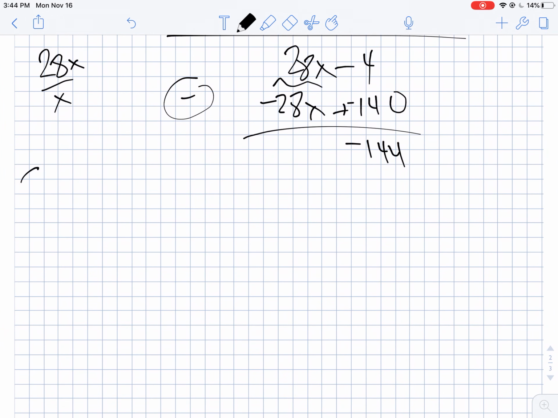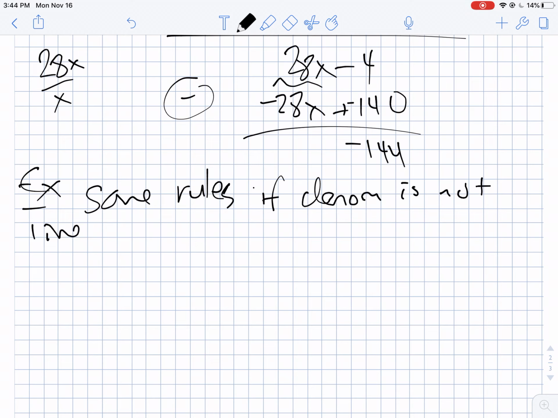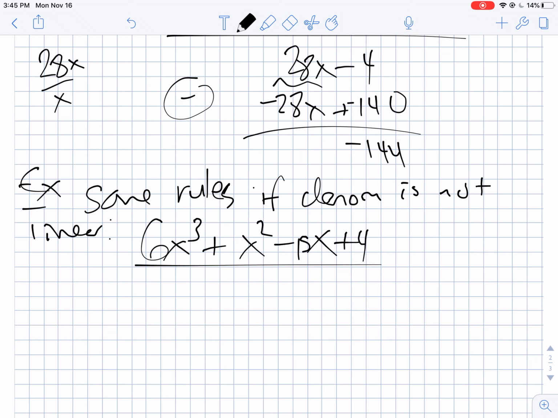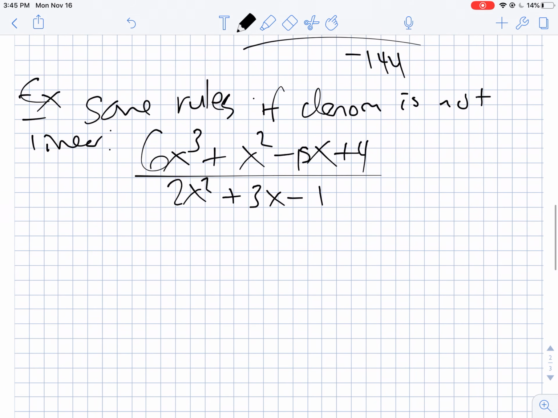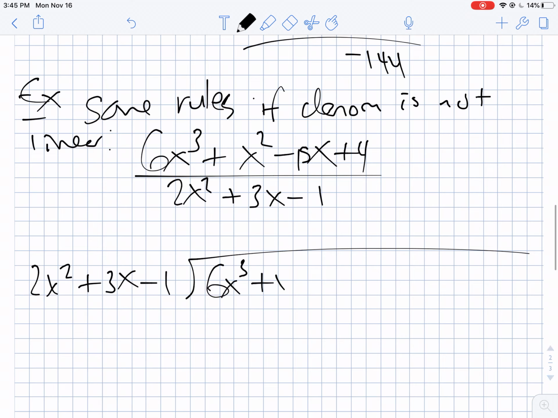One more thing I wanted to show you, you follow the same rules even if the bottom is not linear. So if my denominator is not linear, like say it's an x squared or an x cubed, I'm still going to just do the first term. So if I have 6x cubed plus x squared minus 15x plus 4, and I'm going to try and divide that into 2x squared plus 3x minus 1. So I'll set this up. I do 2x squared, and this is going to look a little bit intimidating here, but trust the math, things will work out like they always do.